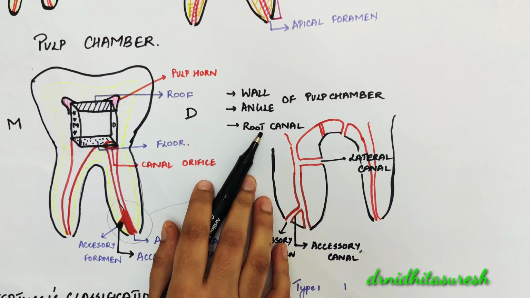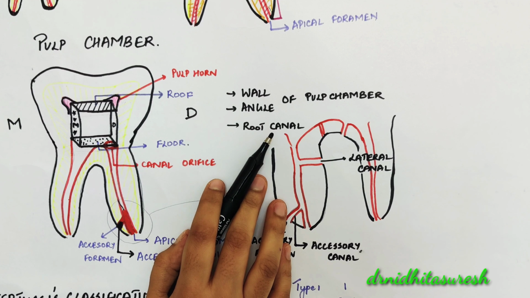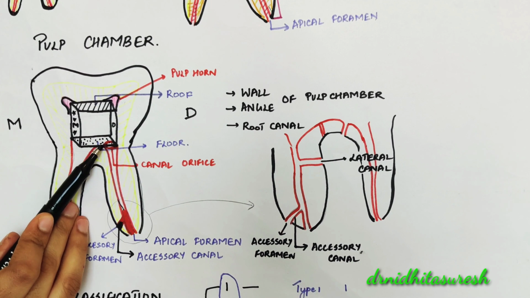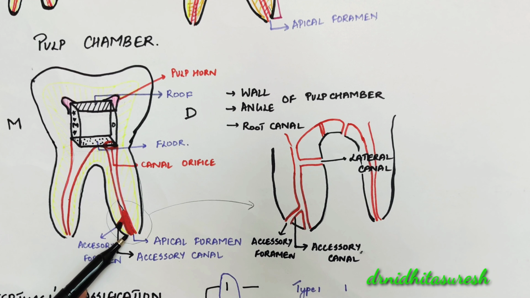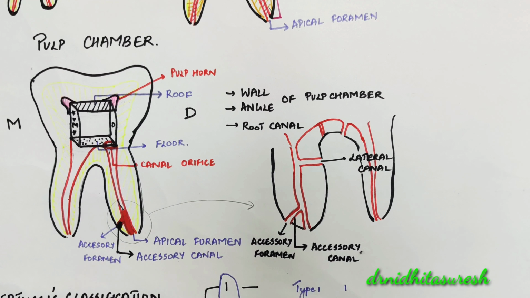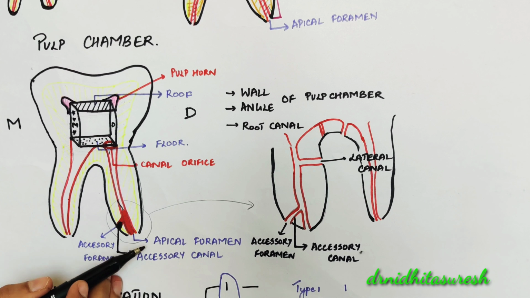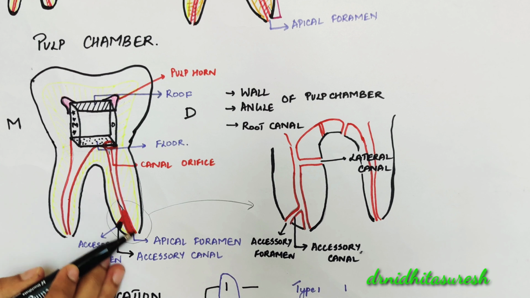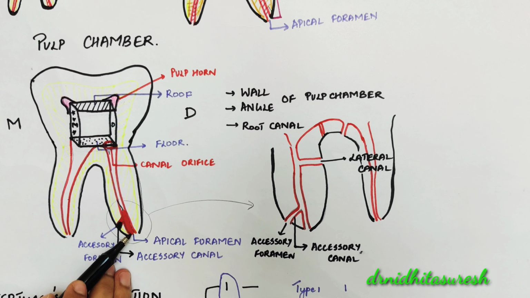What do you mean by root canal? Root canal is the portion of the pulp cavity which is extending from the canal orifice up to the apical foramen. So this area you call it the root canal. And the foramen or the aperture which you find at the apex of the root is the area where the blood vessels and the nerves would enter the pulp and leave the pulp. This foramen or aperture is called the apical foramen.